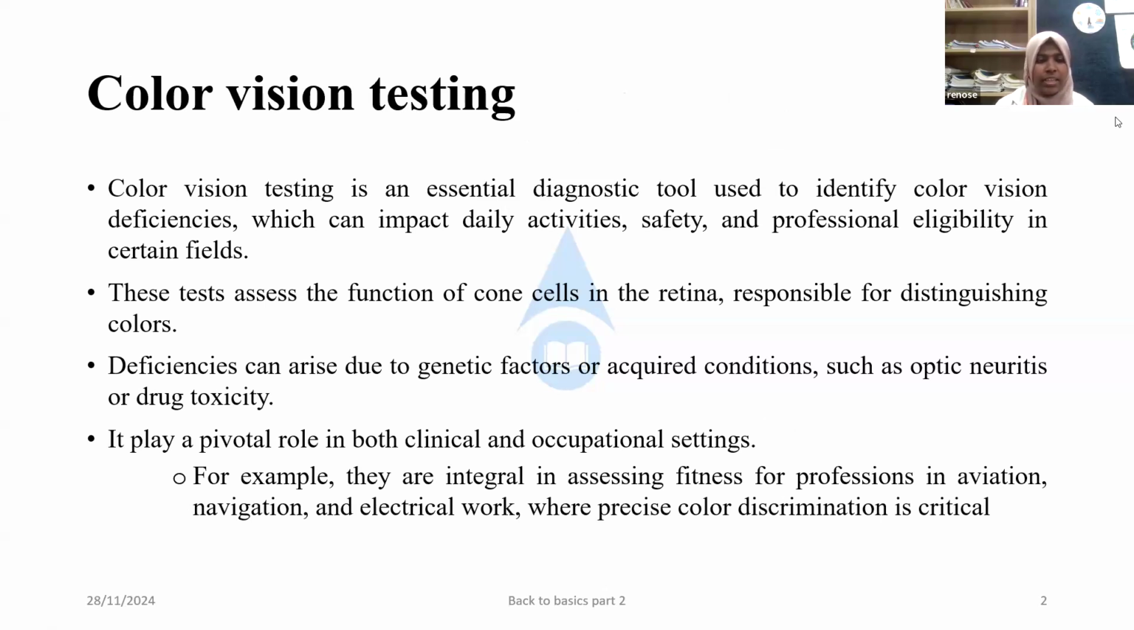It distinguishes the color. Deficiency can arise due to genetic factors or acquired conditions such as optic nerve disease or drug toxicities. It plays a pivotal role in both clinical and occupational settings. For example, they are indicated in assessing fitness for profession, in navigation and electrical works, where precise color discrimination is critical.